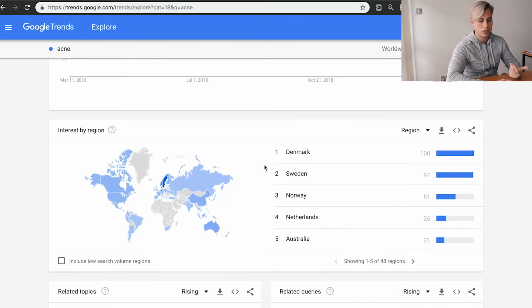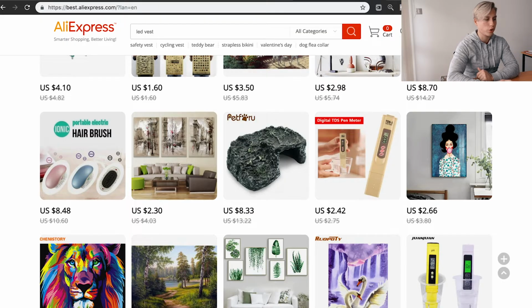So here I would test Denmark, Sweden, Norway, Netherlands, and Australia. Okay, those are the 5 countries I would run ads to, which are very different to the general big 5 countries that we normally test. Okay, so that's just an example with the AliExpress products.